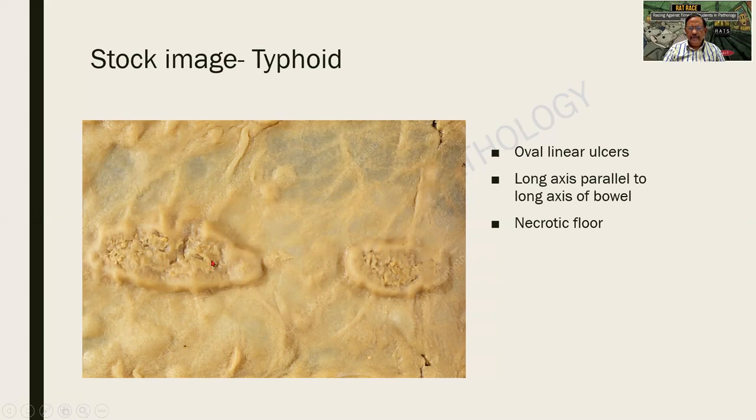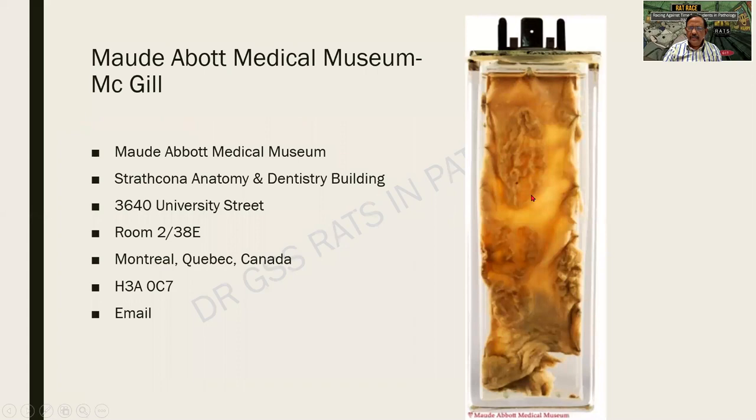And I find that the floor is what we see, base is what it rests upon. The floor is covered with necrotic debris. So necrotic floor, oval ulcers, long axis parallel to the long axis of the bowel. And this is a superb museum mounted specimen and this is the source of it, and of course it is from the net. All credits to these people, it is worth it. They require a standing ovation.